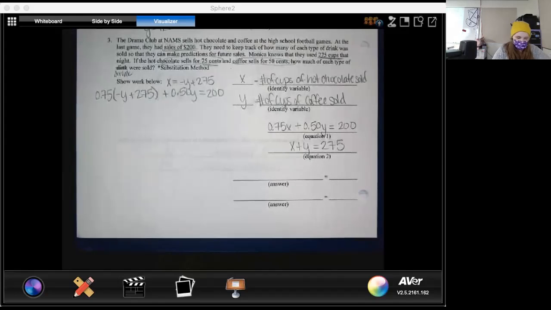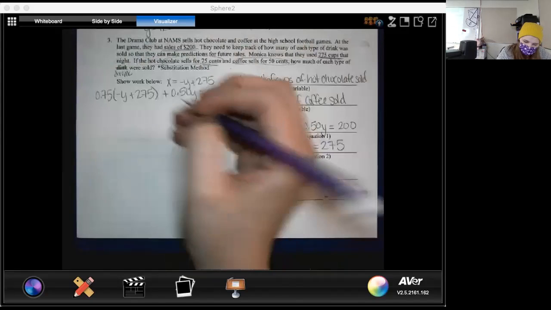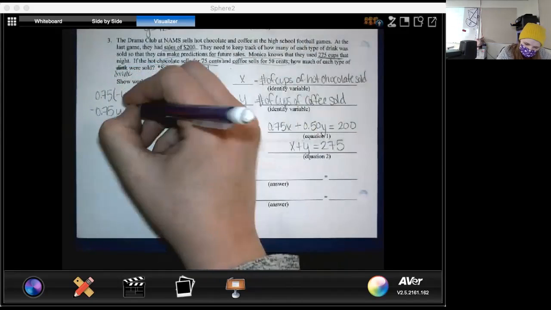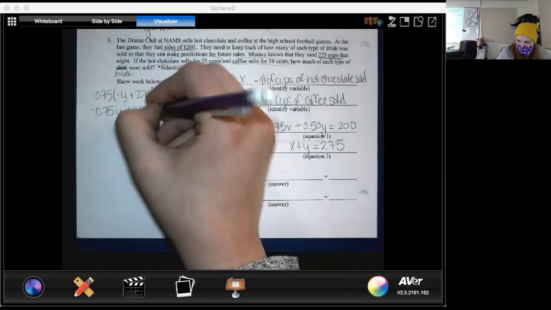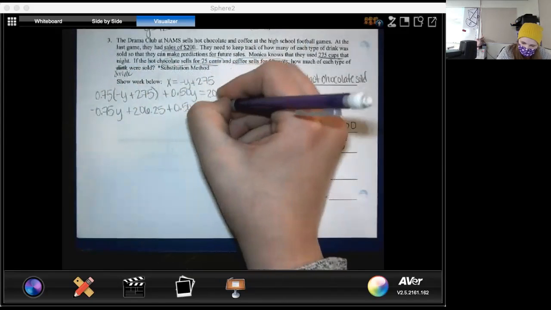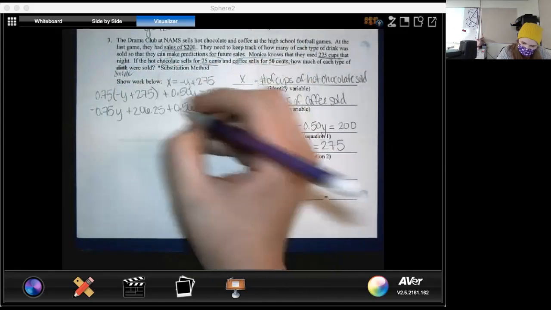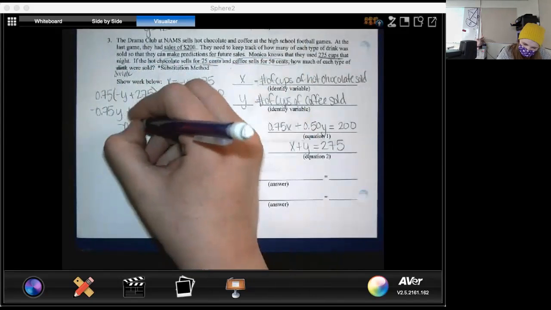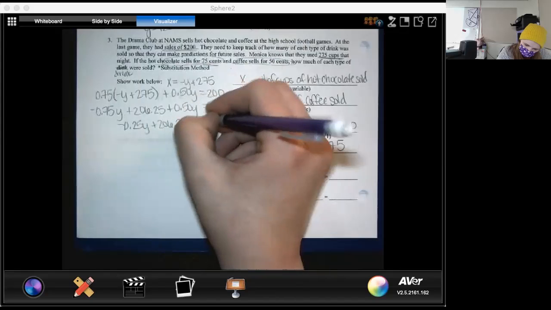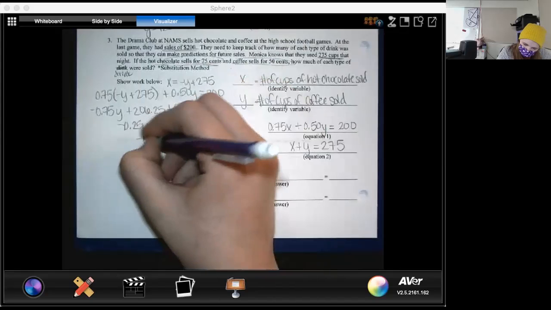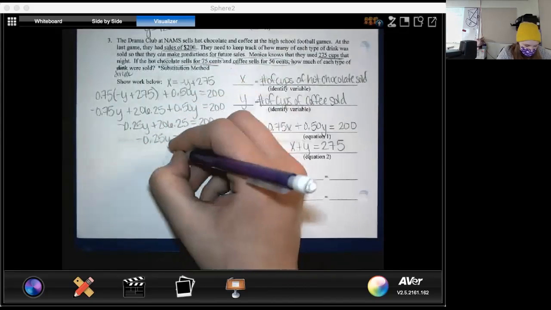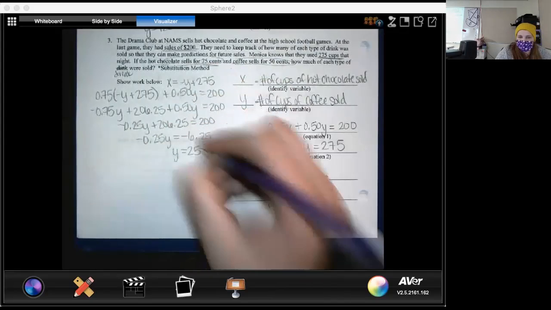Okay, so let's look at what we should have had. First we need to distribute the 0.75. So we have negative 0.75y plus 206.25 plus 0.50y equals 200. Combine like terms, we get negative 0.25y. Subtract, and we get negative 6.25, which when dividing, y would equal 25.